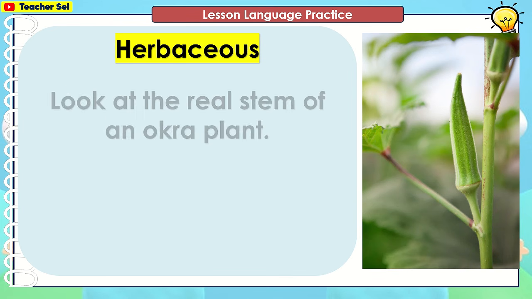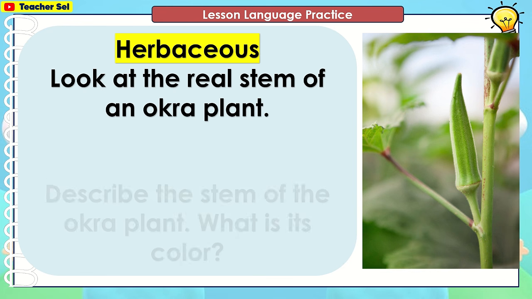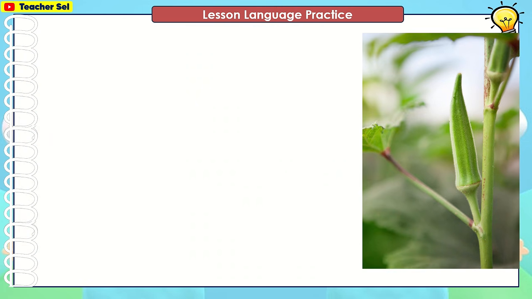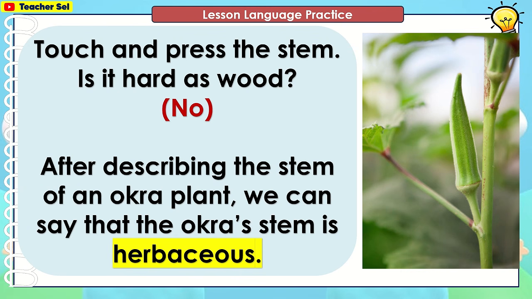Herbaceous. Look at the real stem of an okra plant. Describe the stem of the okra plant. What is its color? It is green. Touch and press the stem. Is it hard as wood? No. After describing the stem of an okra plant, we can say that the okra's stem is herbaceous.